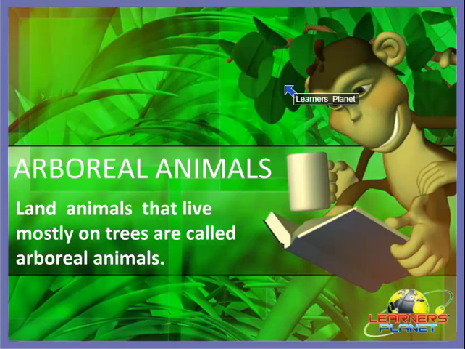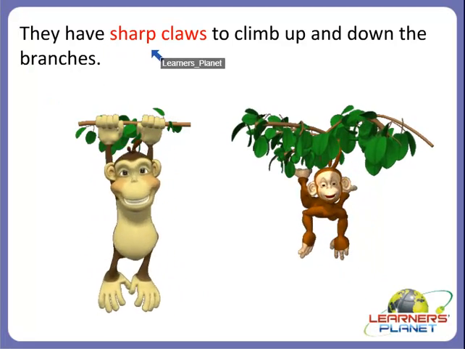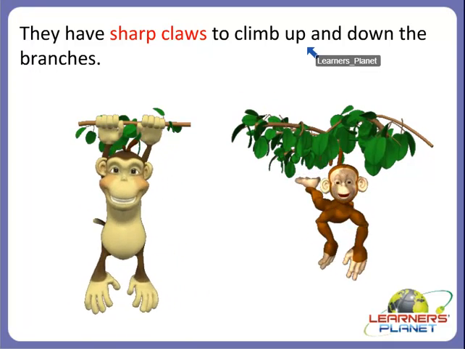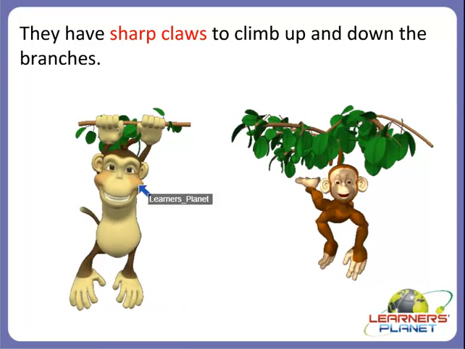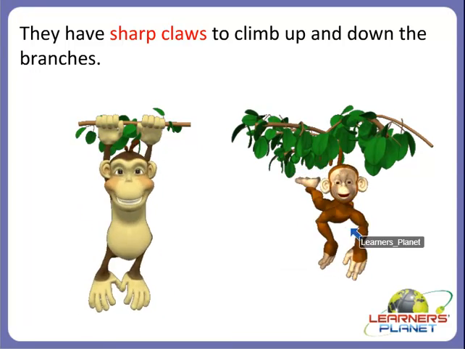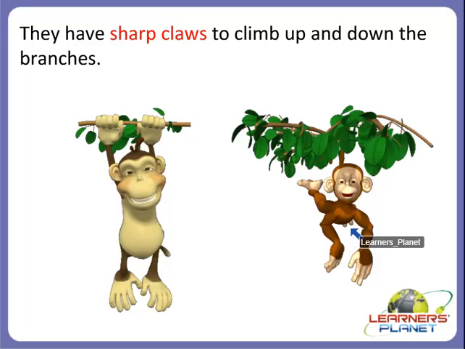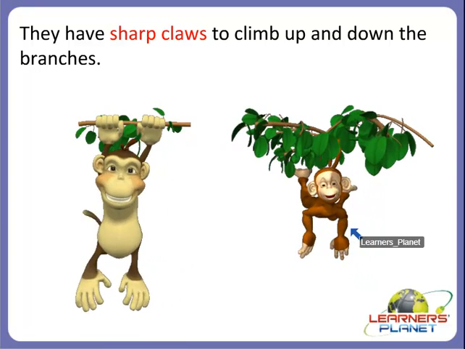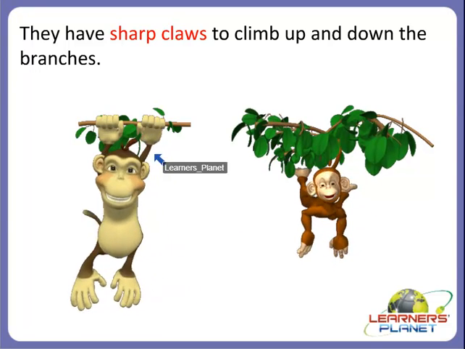So children, let's see some interesting features about arboreal animals. Children, arboreal animals have sharp claws to climb up and down the branches. Right? You can see in the picture, right? This is an example of monkey, right? They have sharp claws to climb up and down the branches, and they usually have strong muscular limbs.